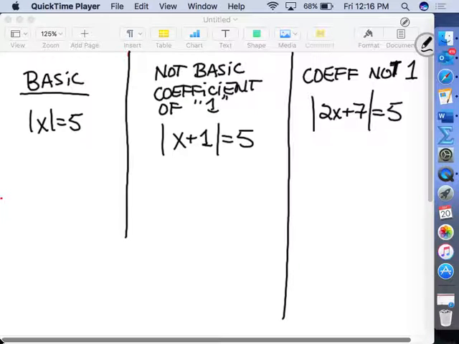Let's talk through the number line method for finding boundary points for absolute value equations or inequalities. We will start with the most basic definition type for absolute value. So this is your basic example right here.